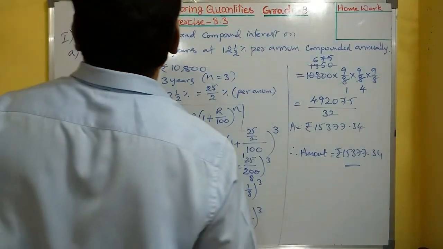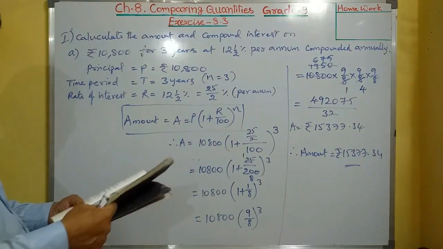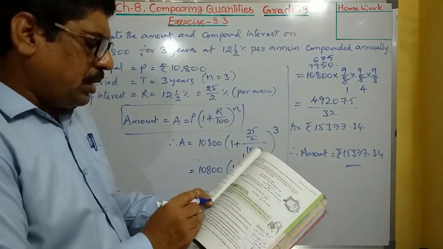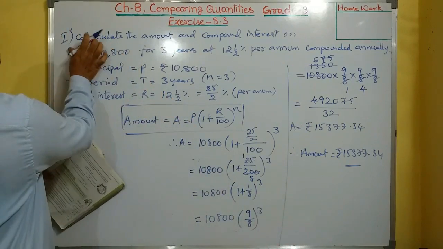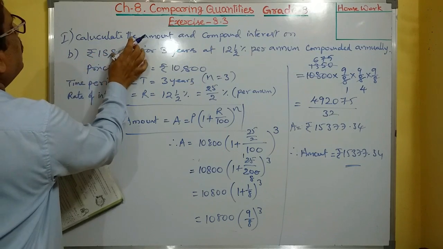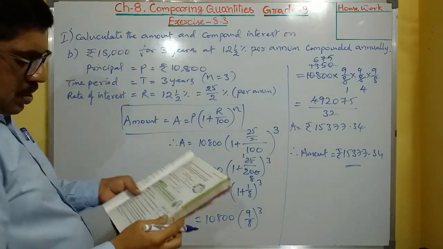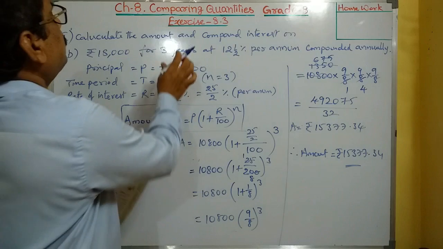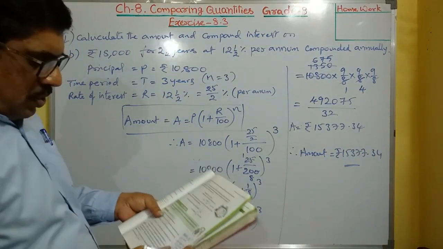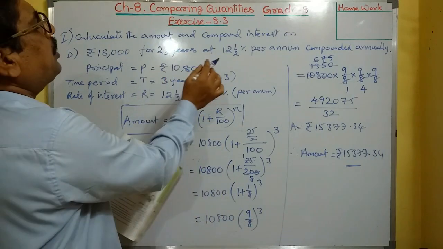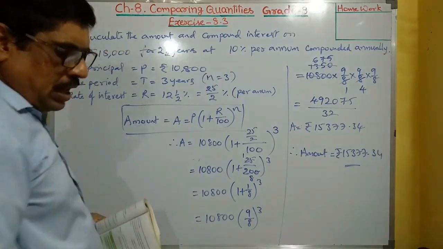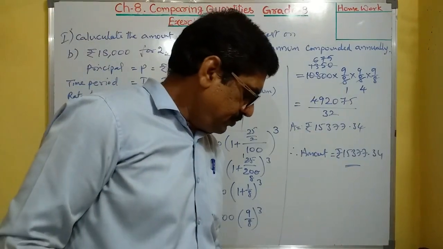Now look at problem B from the first Roman. The same model, the values are changed. So in the B problem, the principal is given 18,000, instead of 10,800. Here instead of 3 years, in the B problem it is given 2.5 years. In the A problem it is 12.5%, now 10%. Okay. I think you can do this problem.